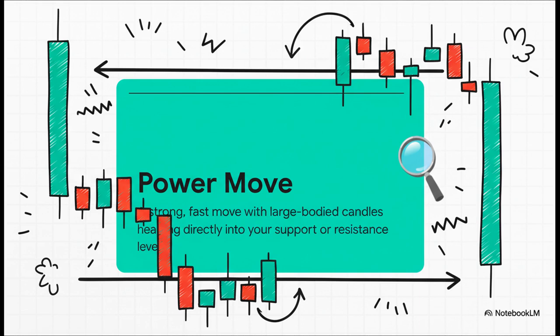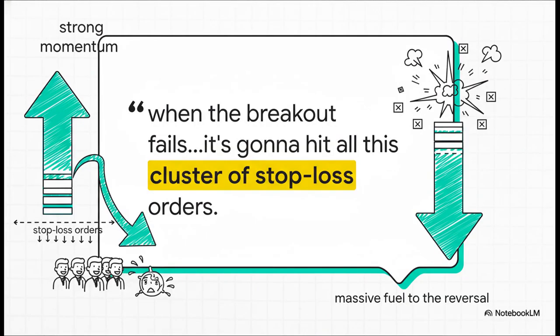Now, you'd think that's a sign of incredible strength, but it's actually a sign of exhaustion and a huge clue that a reversal might be coming. The psychology behind why this works is fascinating. A power move is basically a trap. All the breakout traders see that strong momentum and they jump on board, right? They all put their stop-loss orders just below. So when that breakout fails and reverses, it triggers that whole cluster of stops, which just adds massive fuel to the fire for the move in the opposite direction.